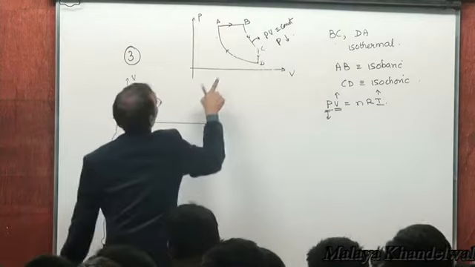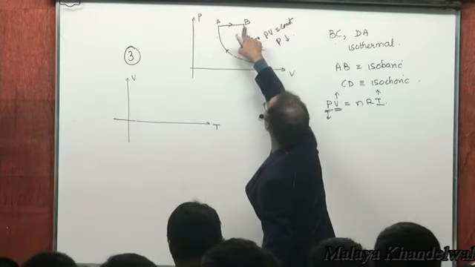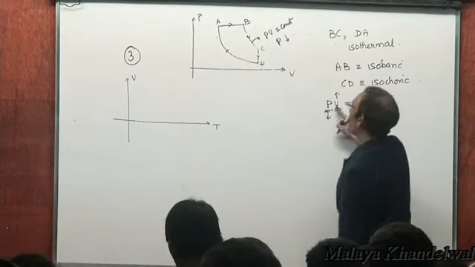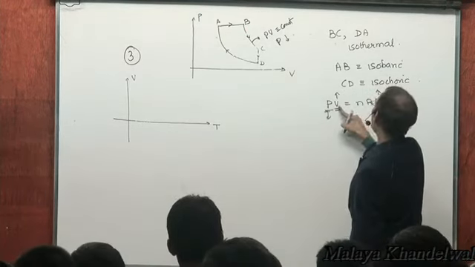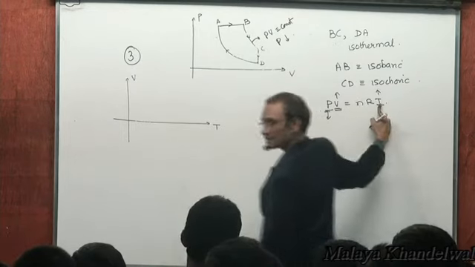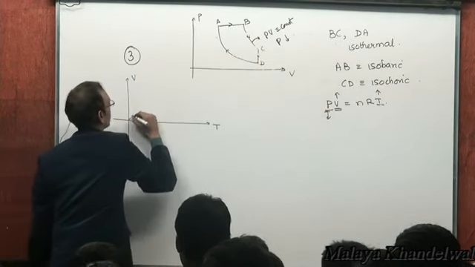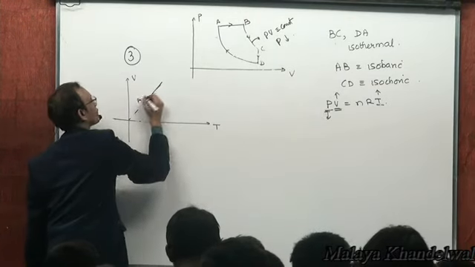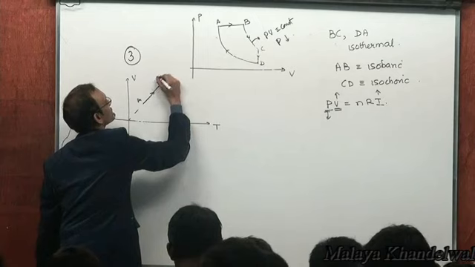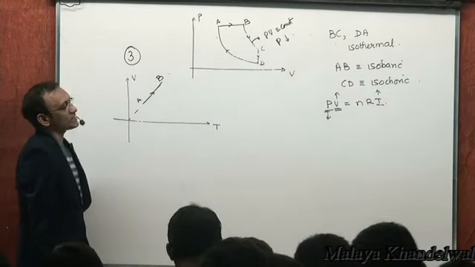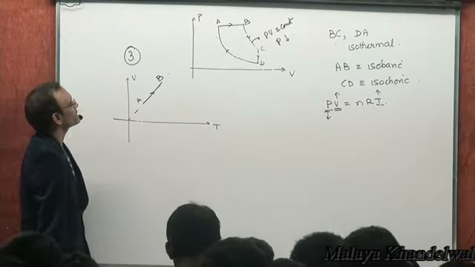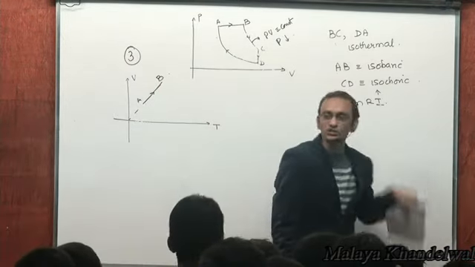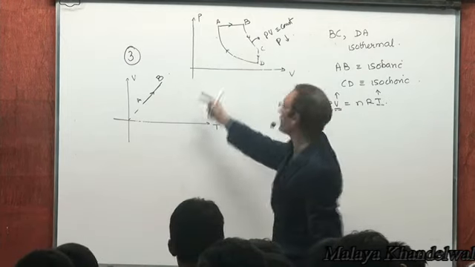Okay. And what is happening to the temperature when you go from A to B? Increasing. From A to B, temperature is increasing. Why? Because P is constant. If volume increases, temperature will increase. Right? So from A to B, you have a V versus T graph, something like this. Pressure is remaining constant, volume is increasing, temperature is increasing. V versus T would be a straight line passing through the origin. That's A to B, right?